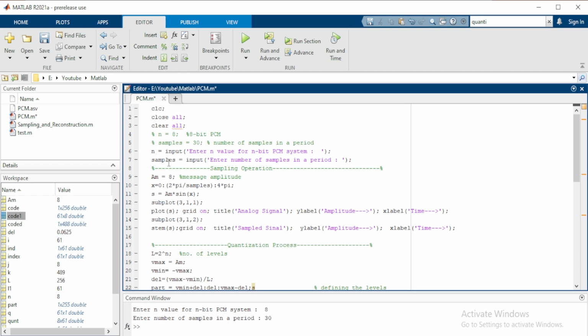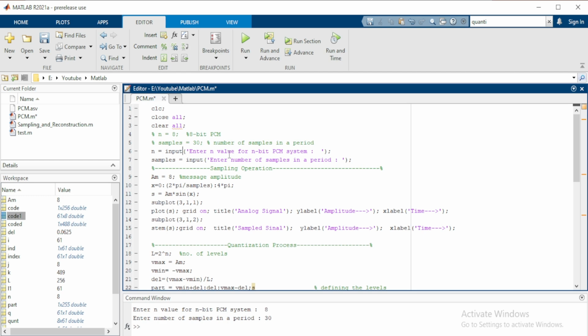Either you can just directly put the value here, or you can generalize the program by entering it. There is an input syntax in MATLAB which is used to provide input. For example, when you write n equals input 8, it prompts you to enter the number of bits, that is, the n-bit PCM system. Similarly, for the samples also we can generalize it using input. So you can run this program for the general cases.